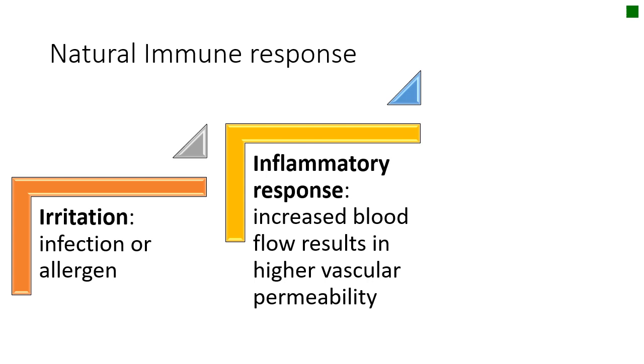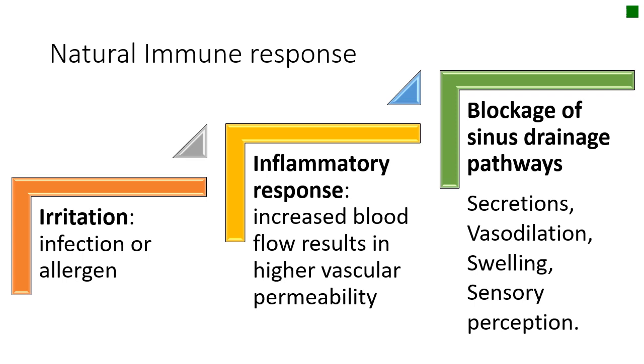It results in an increased blood flow, which results in higher vascular permeability. Now that results in secretions. That results in vasodilation, which gives rise to swelling and which does affect the sensory perception. Now, all these things, including the mucus secretions, are likely to block the sinus drainage pathways and create a physical obstruction as well.